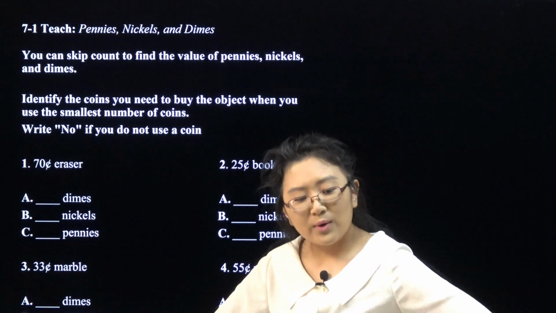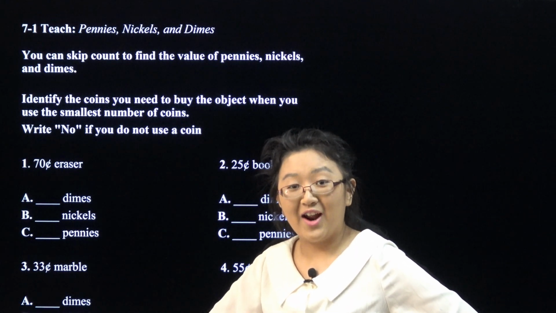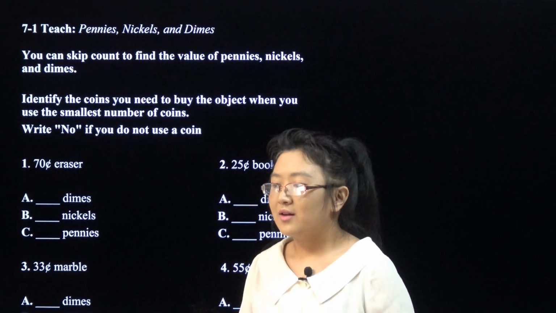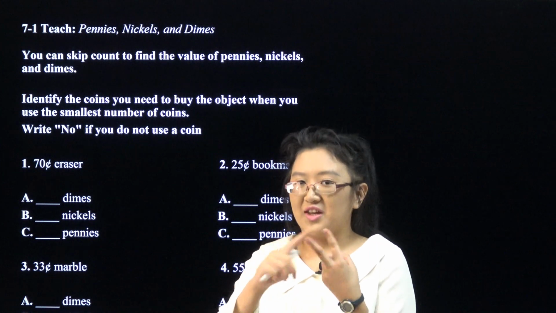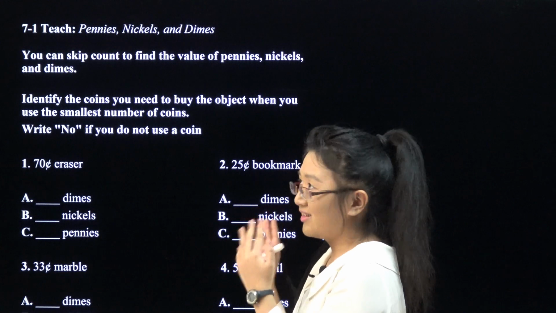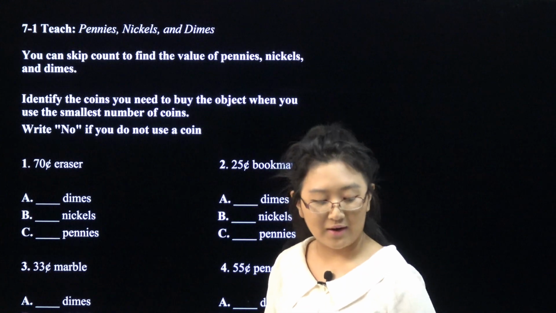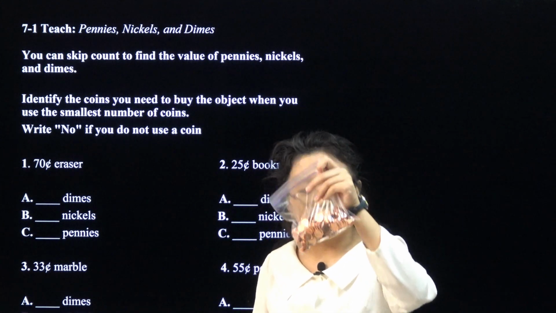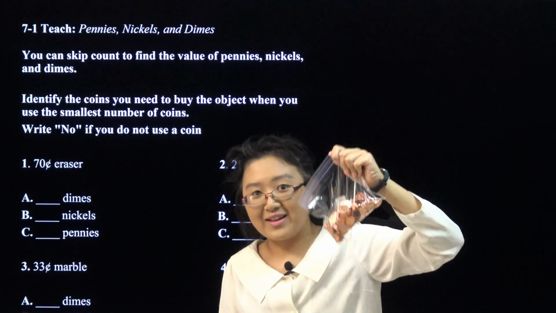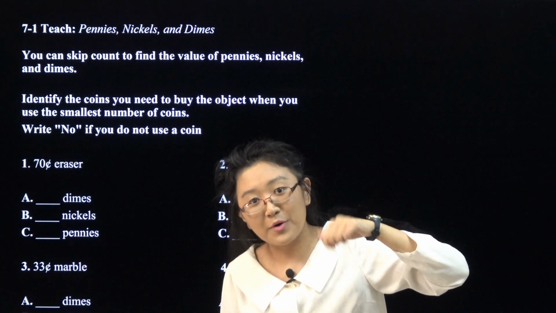Now you may be wondering, why do we want to use the smallest number of coins? Because very few people will carry around 70 pennies. Since a penny is equal to 1, if you skip count by 1, it's just counting normally. So if you want to pay for a 70-cent eraser using pennies, you're going to have to use 70 pennies. For reference, this is 294 pennies. Yes, I actually counted them. This is less than $3. And it's heavy. I hope you heard that.